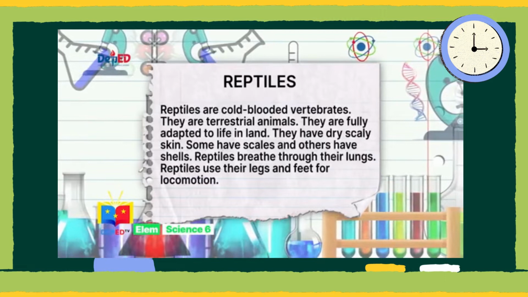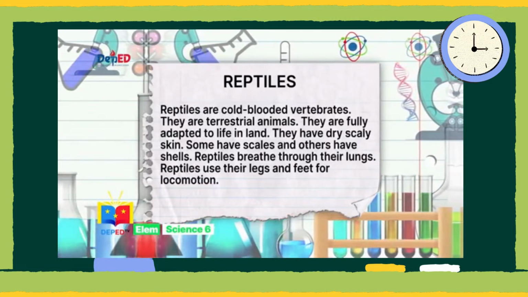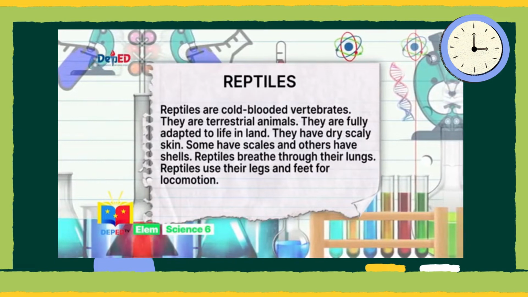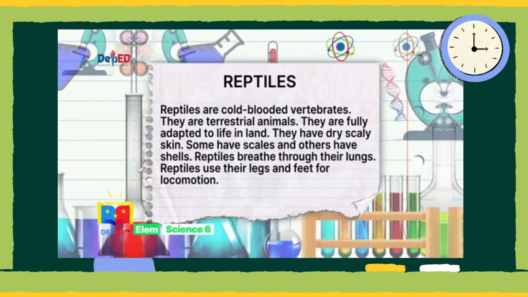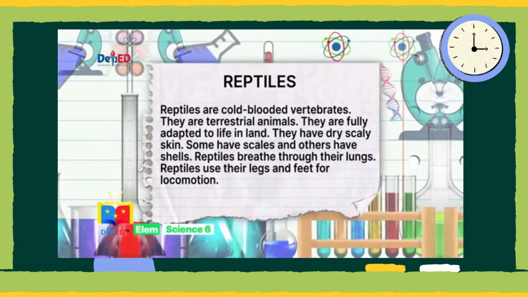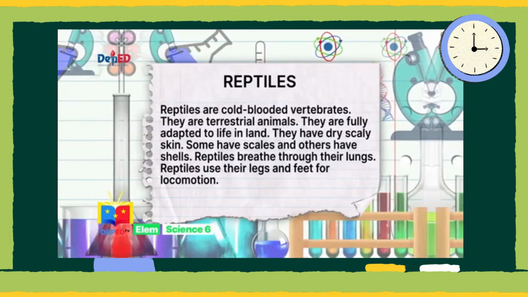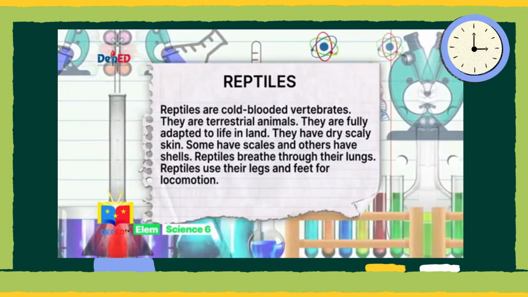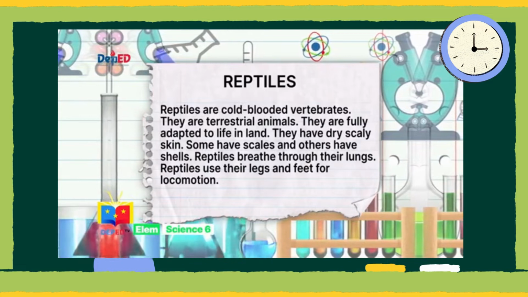Reptiles. Reptiles are cold-blooded vertebrates. They are terrestrial animals. They are fully adapted to life on land. They have dry, scaly skin. Some have scales and others have shells. Reptiles breathe through their lungs. Reptiles use their legs and feet for locomotion.